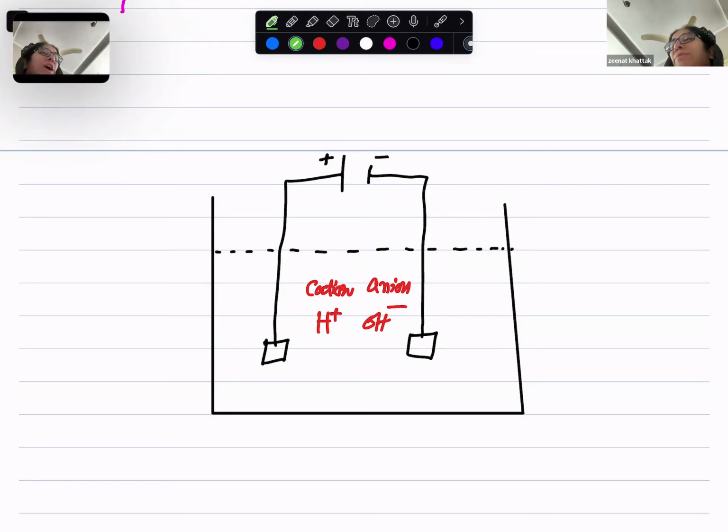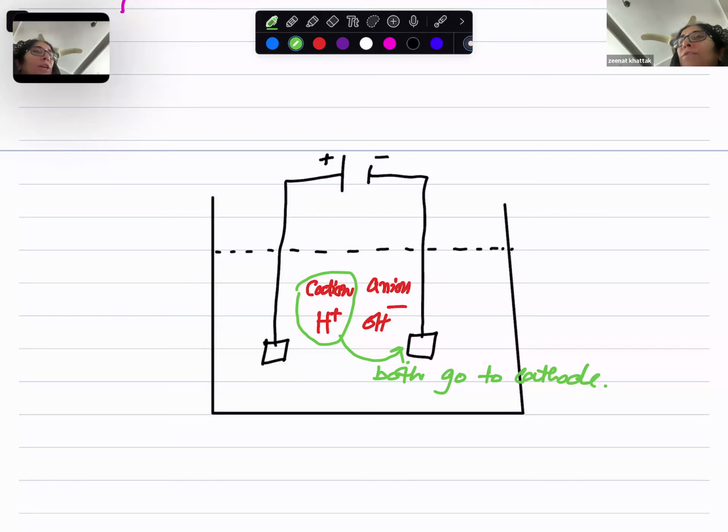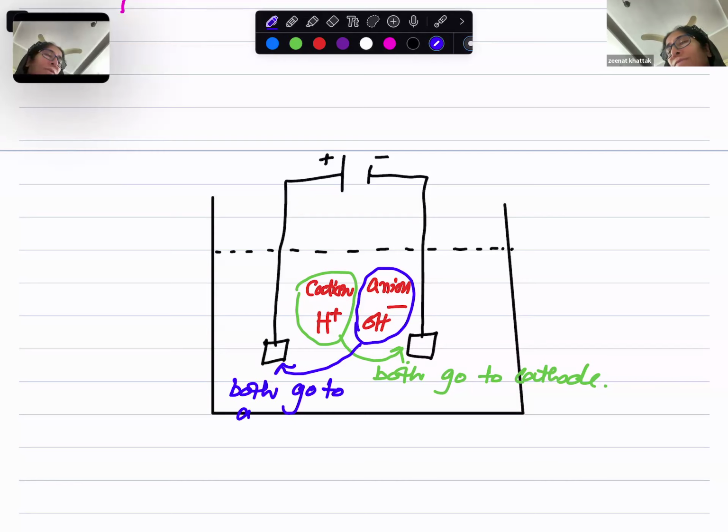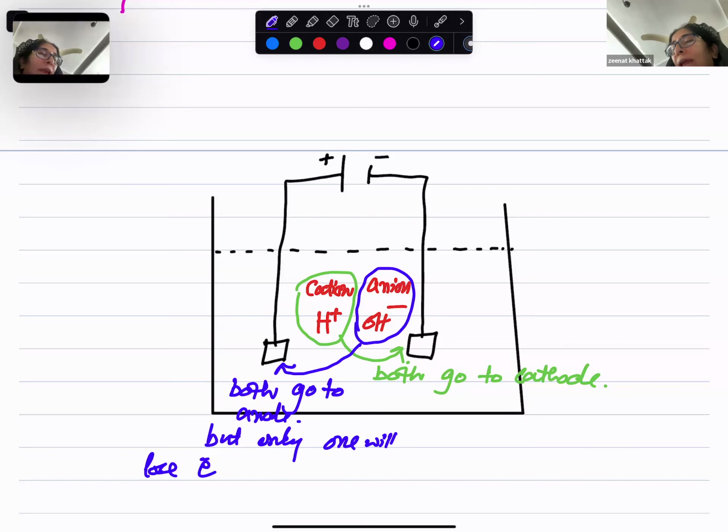We have two types of cations. Both will go to cathode. These anions both go to anode. Both go to anode, but only one will lose electron.